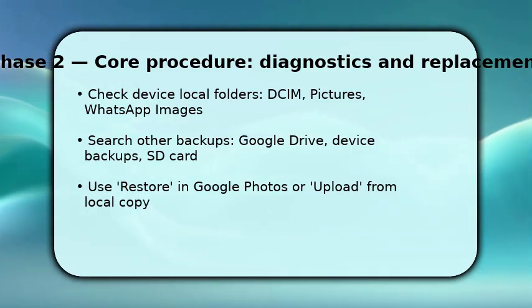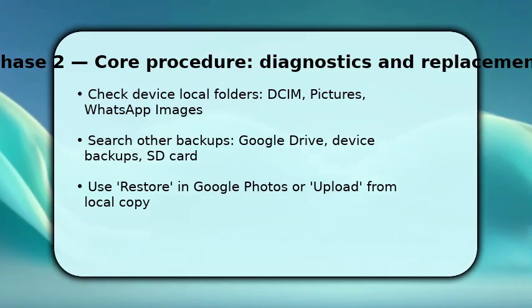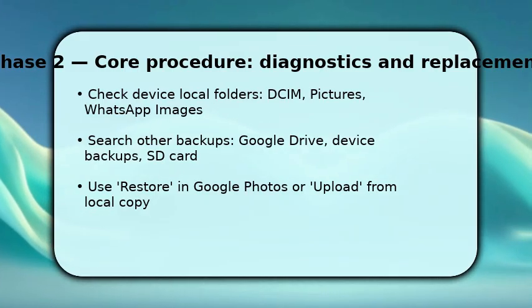Once you find a local copy, upload it to Google Photos. Click Upload or drag to Web; on Mobile use Backup and Sync. This recreates metadata slowly, so add timestamps or albums after upload to keep order.